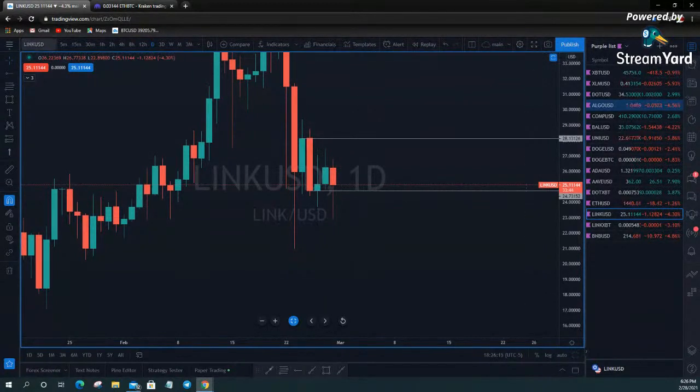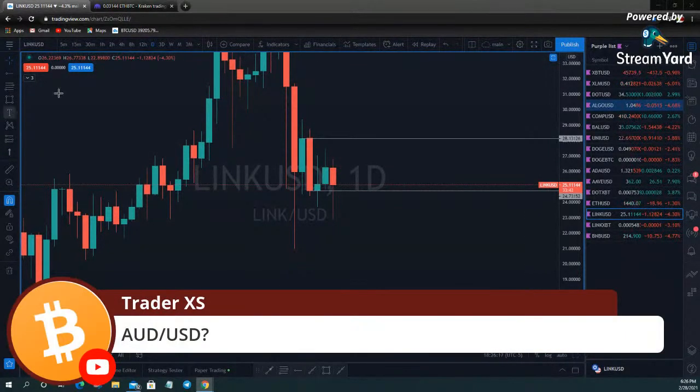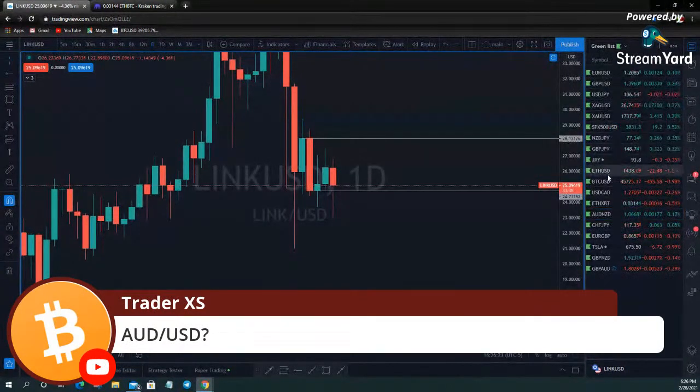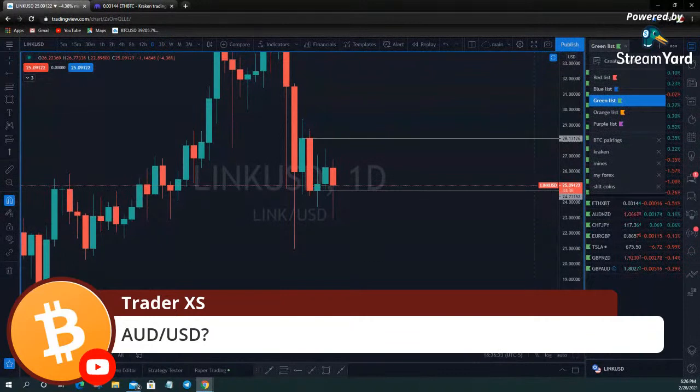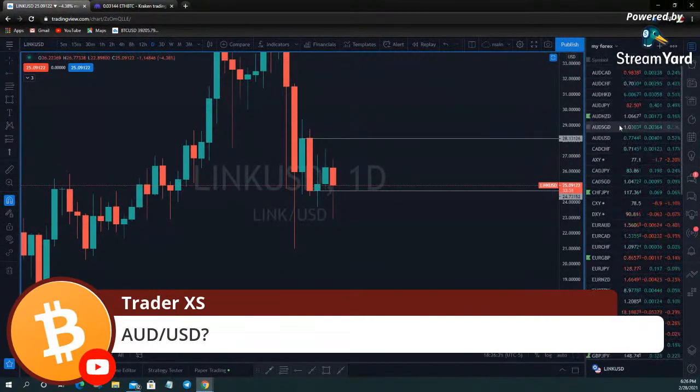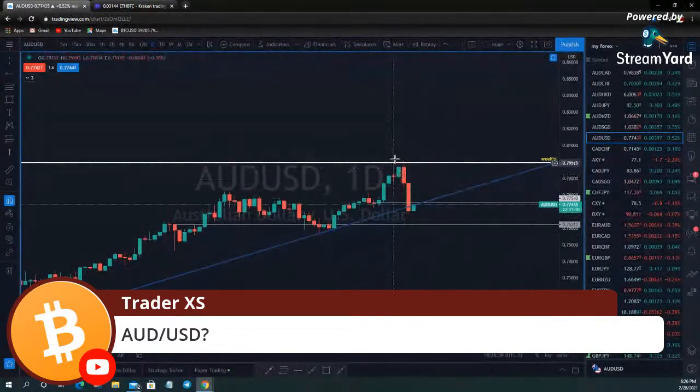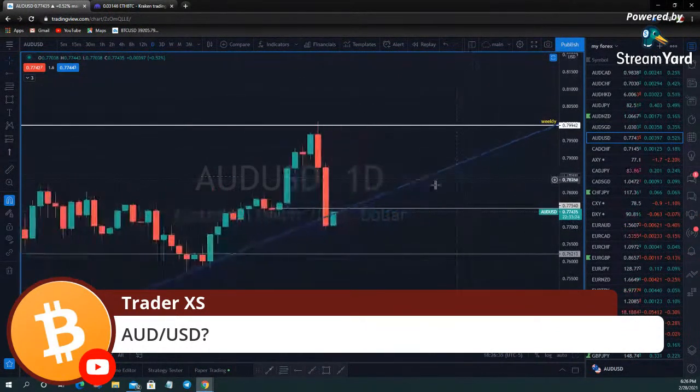Trader XS wants AUD USD. Yep, I got you. That's going to be in the Forex list, and it's going to be right there. All right, so this is a weekly market structure level up here. You can see how we got into that and we moved lower. That's beautiful. And you did get a daily closure below your trend line support.